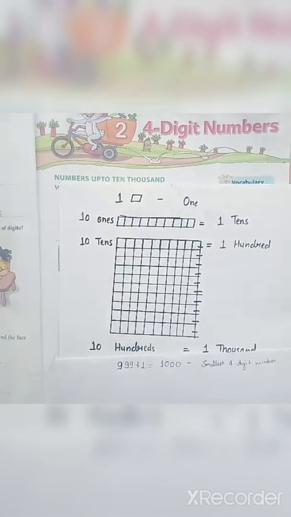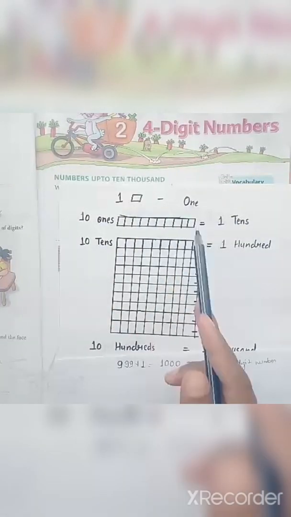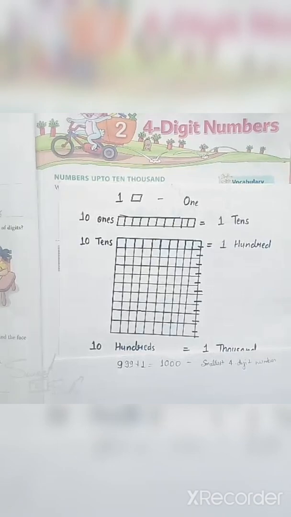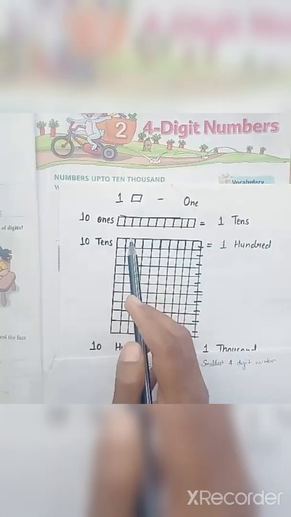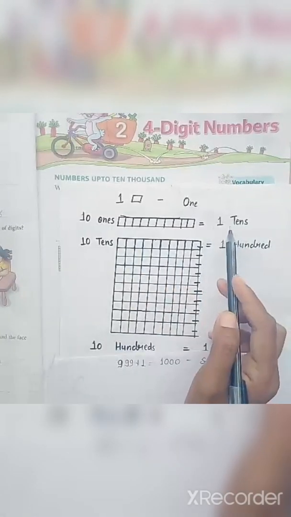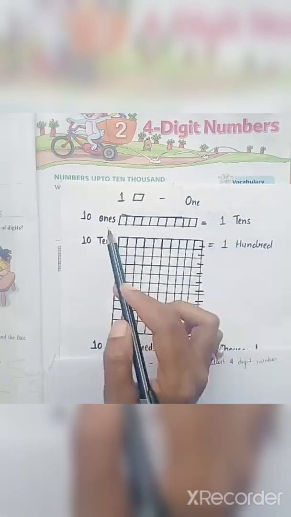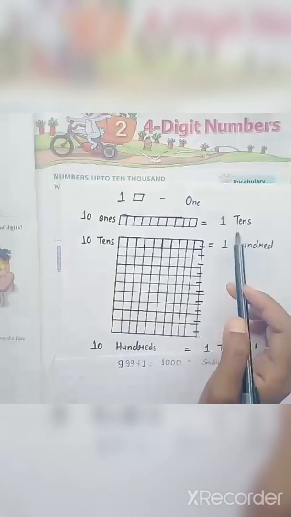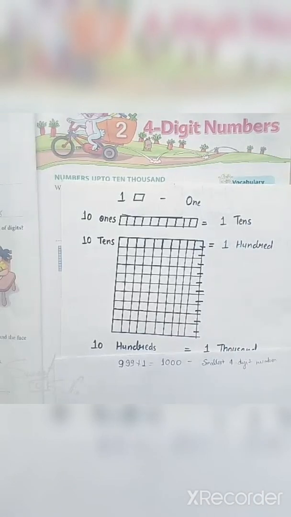Okay, so look here. If a single box represents ones, then when we combine 10 single boxes, it means 10 ones. So we can say 10 ones is equal to 1 tens. Means whether we say 10 ones or 1 tens, both are same. 10 ones is equal to 1 tens.